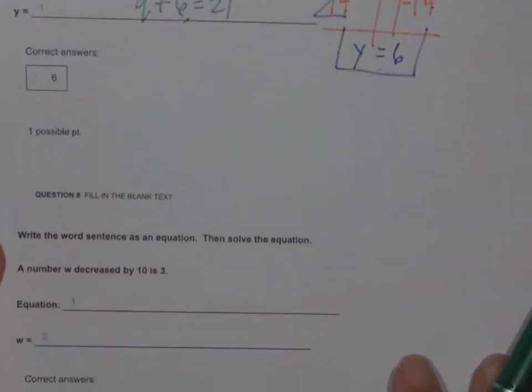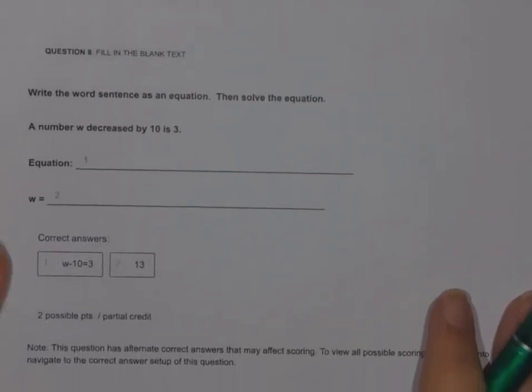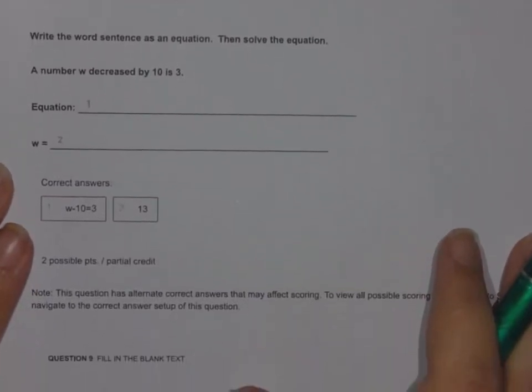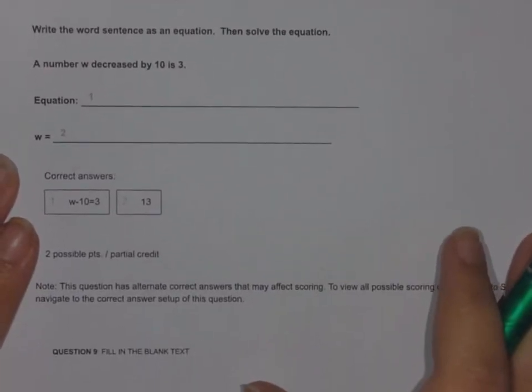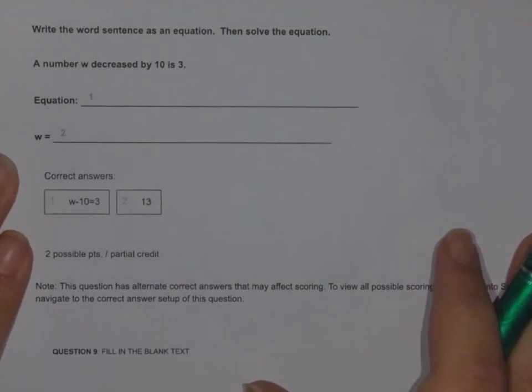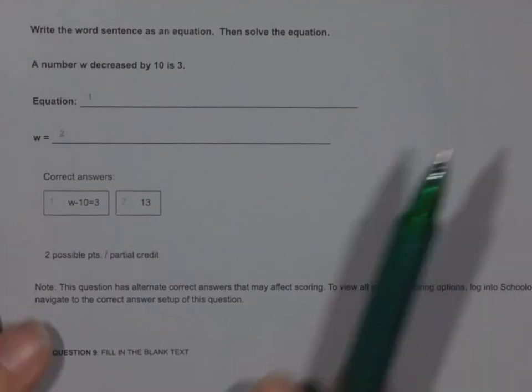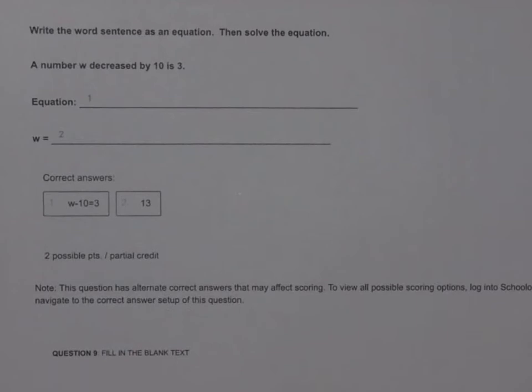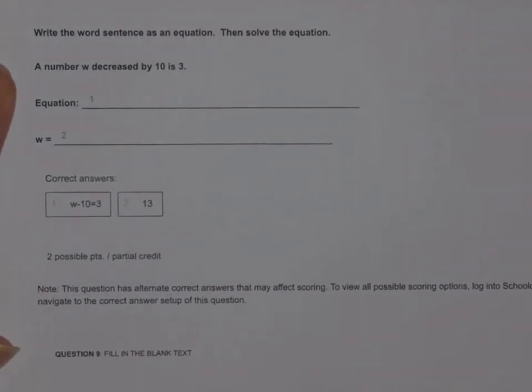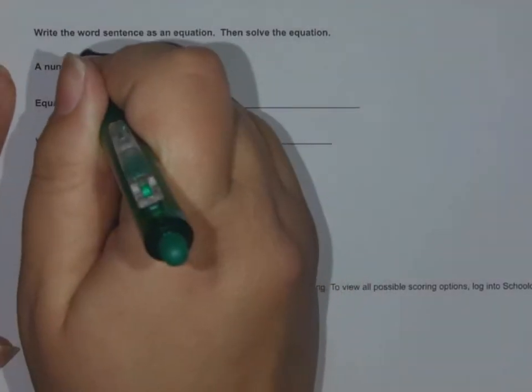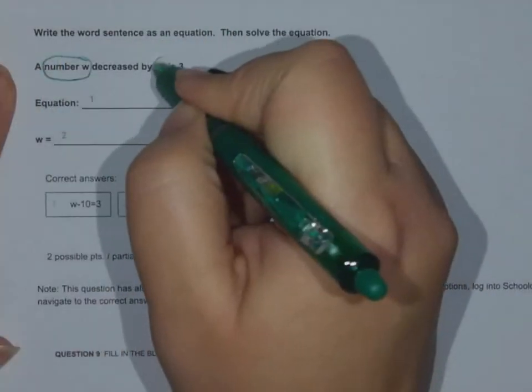Okay, question number 8. Now you're going to write the word sentence as an equation and solve it. So this is a 2-step problem. First we're writing it and then we're solving it. So just like we did a couple of problems ago, first you're going to circle the numbers. A number W decreased by 10 is 3.